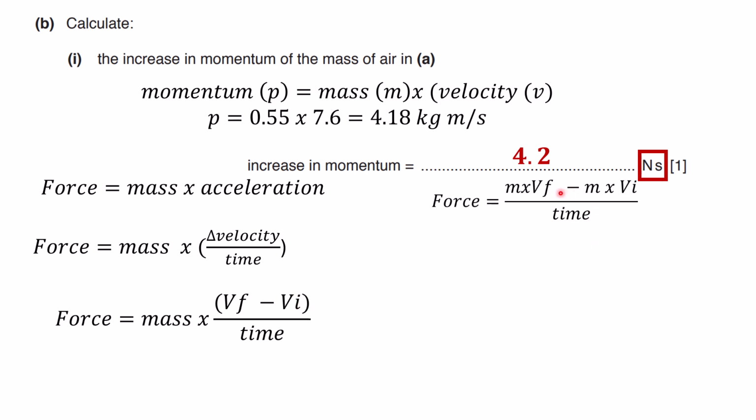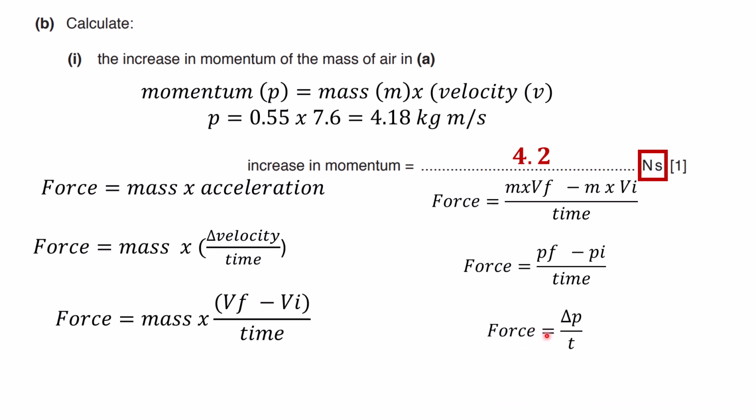Oh, this is now the formula for momentum. Mass times velocity, it is. So we can say this is the final momentum and this is the initial momentum. So final momentum minus initial momentum over time. So every time that you have final minus initial, we say there is a change of.